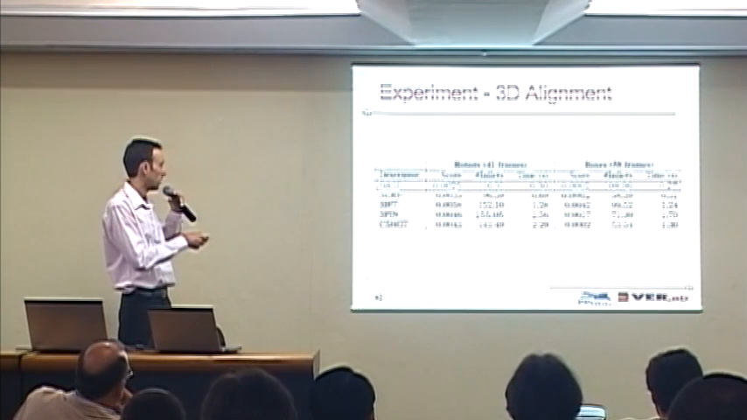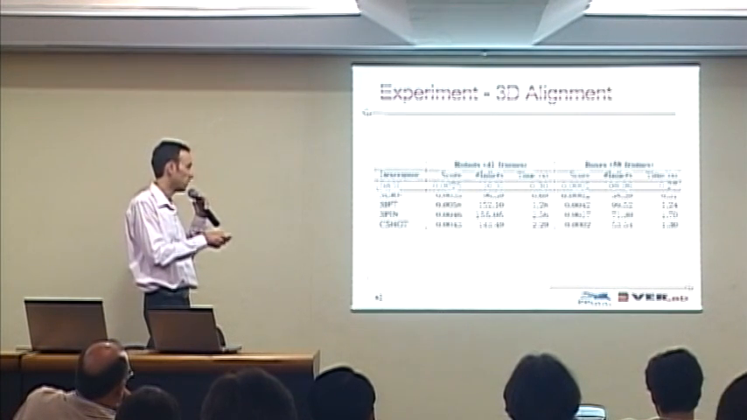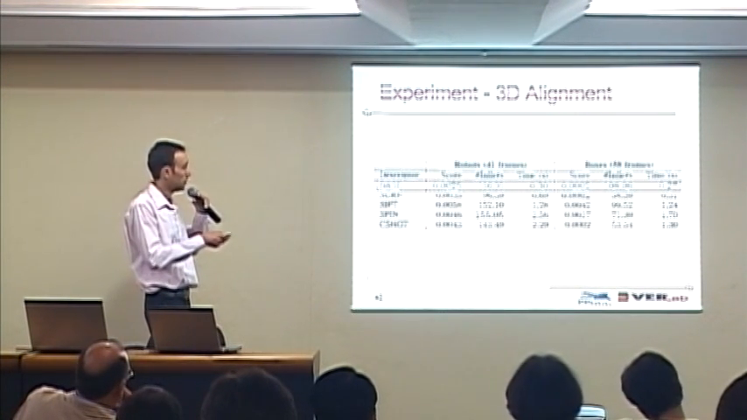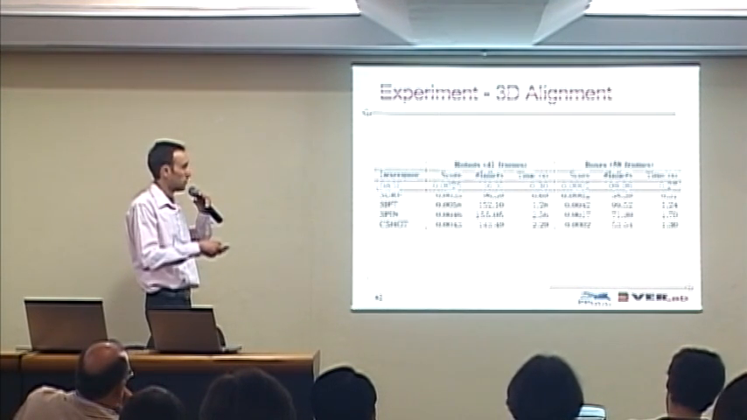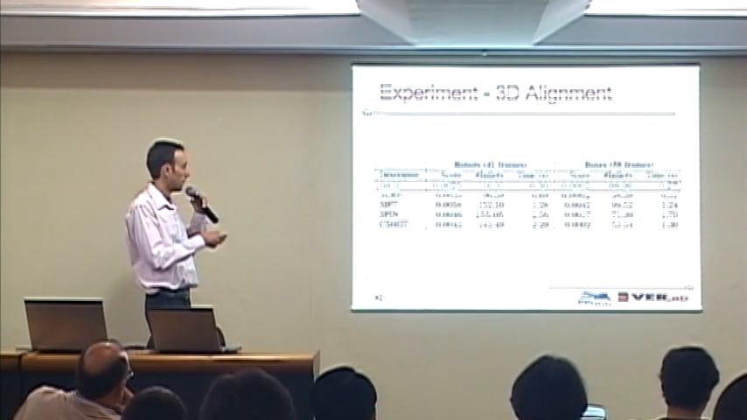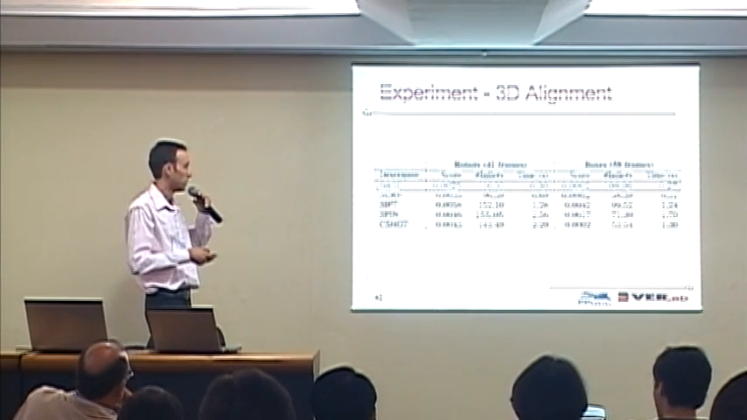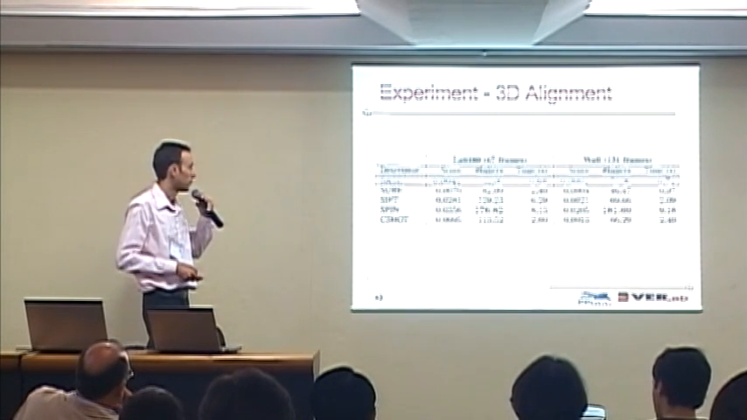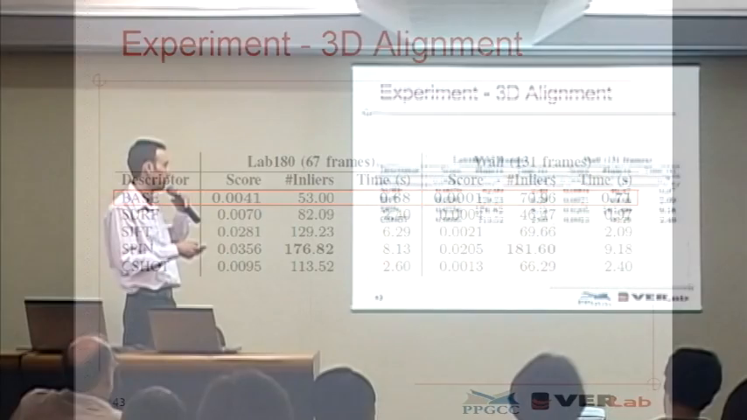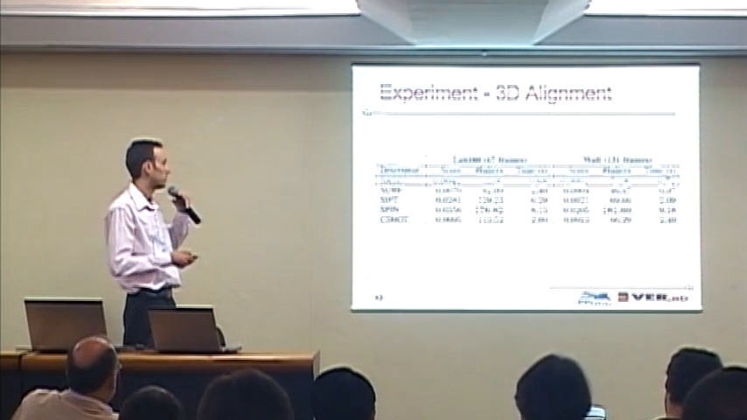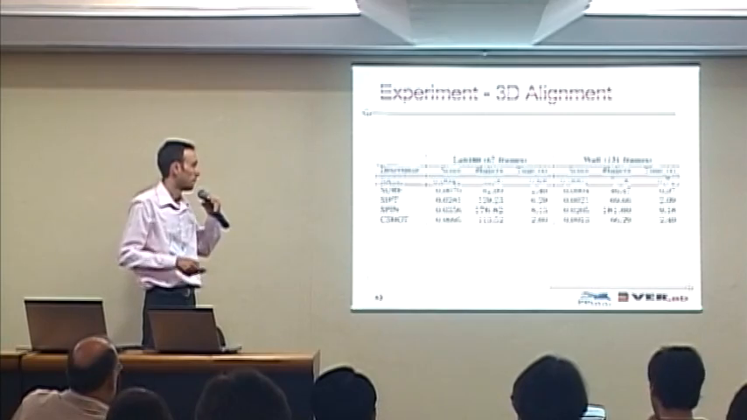So here we can see the score, the number of inliers, and the time, and we can note that BASE presents the smallest score returned by ICP, and it spends less time than all other approaches. However, for example, for the robot sequence, spin image presents a higher number of inliers. Again, for the other 2 sequences, BASE spends less time and presents a smaller score returned by ICP.